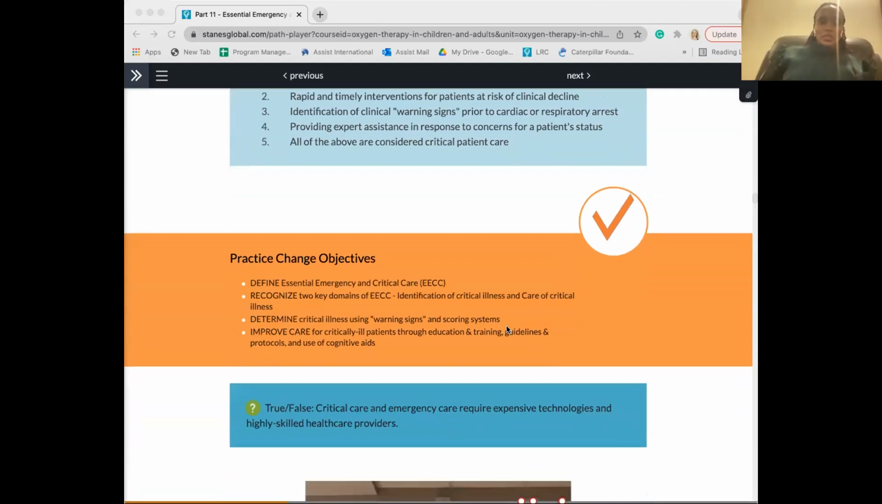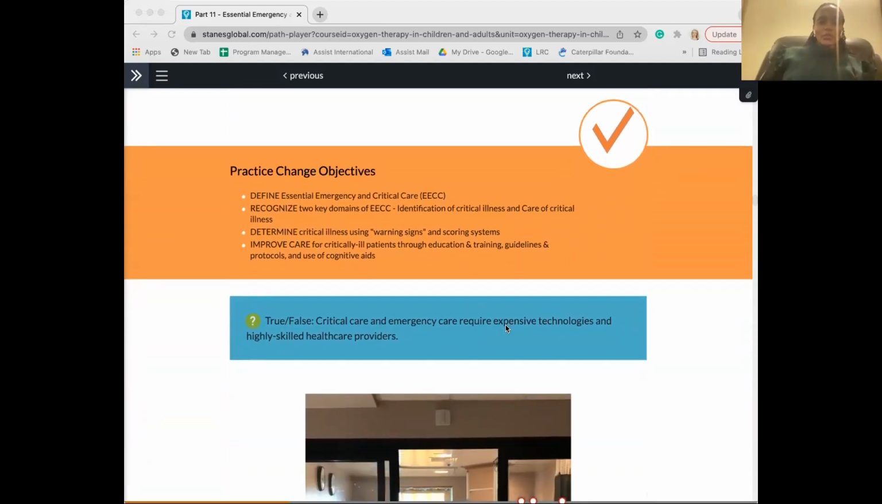So we can continue. So what are your practice change objectives here? So we want to define essential, emergency, and critical care. Recognize 2 domains of EECC, identification of critical illness and care of critical illness. Determine critical illness using warning signs and scoring systems. Improve care for critically ill patients through education, training, guidelines and protocols, and use of cognitive aids.